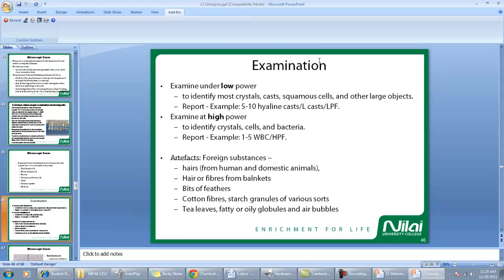Artifacts are foreign substances from humans and domestic animals. These include fibers from blankets, bits of feathers, cotton fibers, starch granules of various sorts, and fatty or oily globules in a bubble.